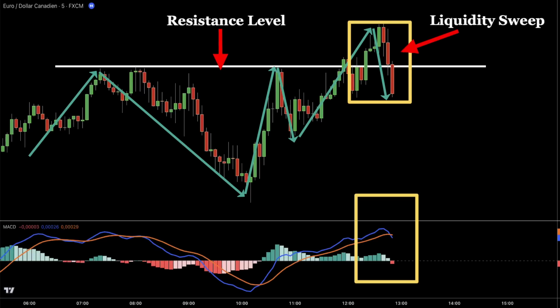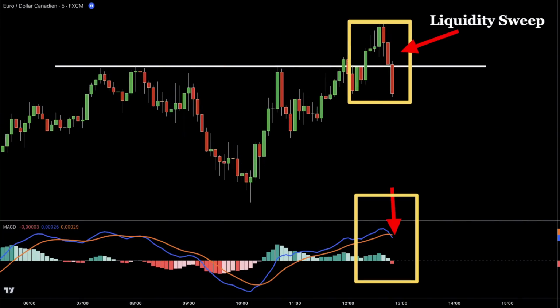check the MACD indicator. The MACD line crosses below the signal line, generating a sell signal. At this point, we have two key confirmations: a liquidity sweep indicating a bearish move, and a MACD crossover supporting the sell idea. But we're not done yet. We need to make sure the higher time frame aligns with this trade.